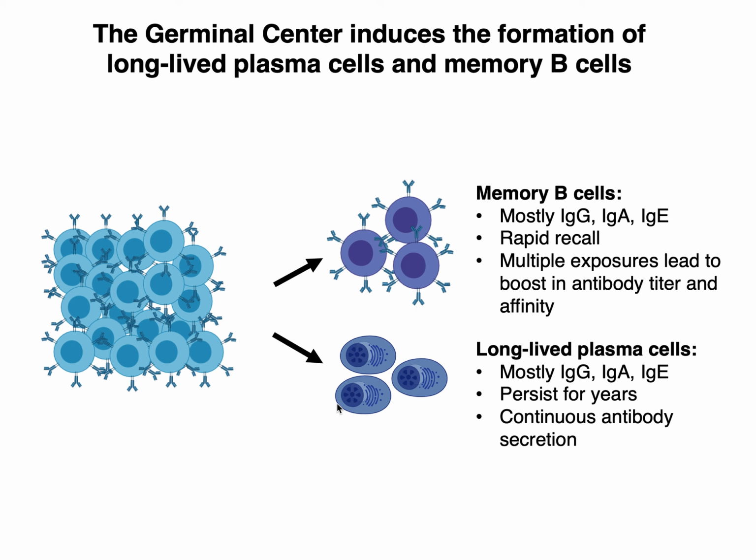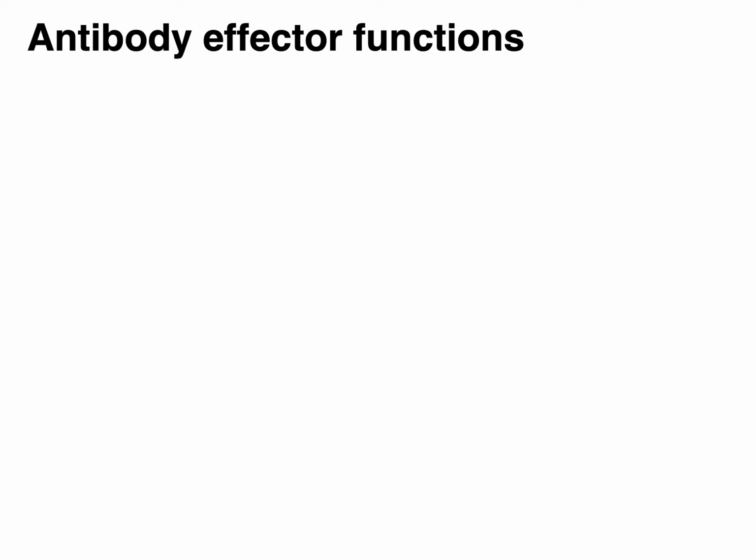These are plasma cells that can persist for years and continuously, over the course of years, pump out antibodies. These plasma cells are mostly IgG producers or IgA producers or IgE producers, and they will continuously secrete antibodies, and that's why you can have antibodies specific for a pathogen that you might have been exposed to several years ago. It's because these long-lived plasma cells are continuing to pump out antibodies specific for that pathogen. So what are the functions of these antibodies that are secreted?